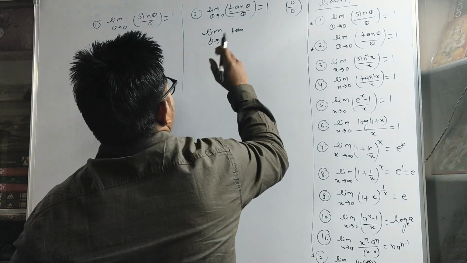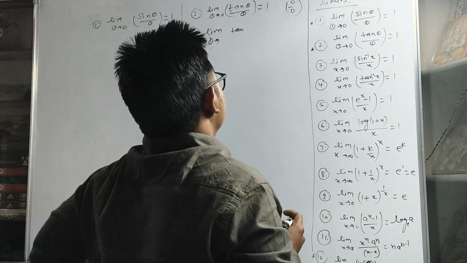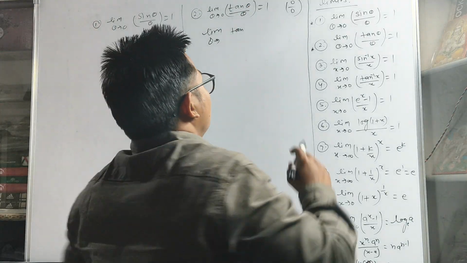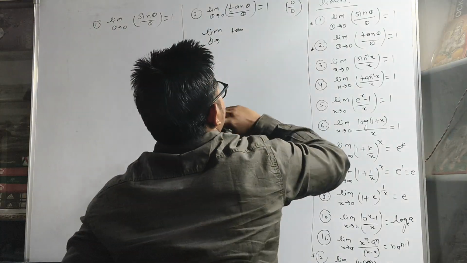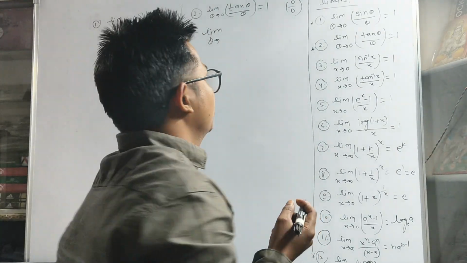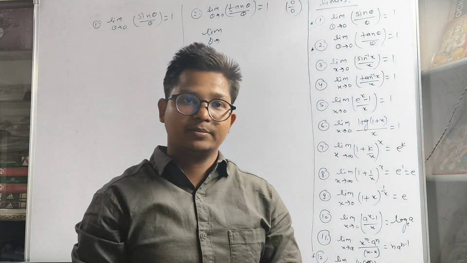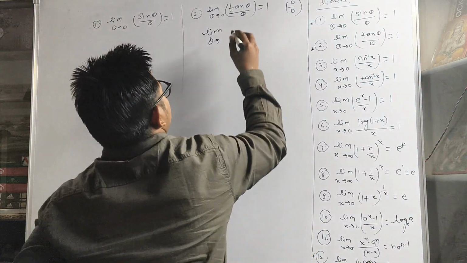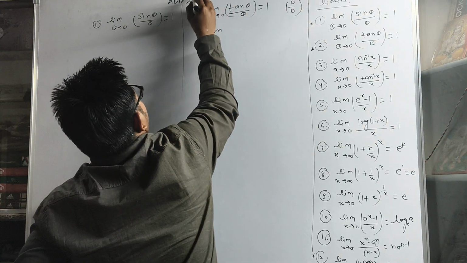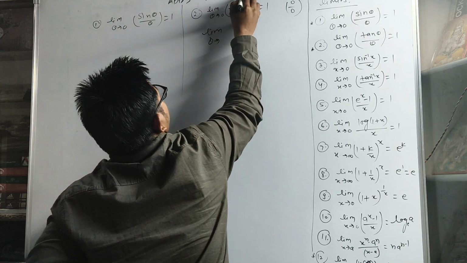In case of tan, if you apply L'Hospital's rule, first we put the limit in the numerator and denominator. This will obtain an indeterminate form, so we can use L'Hospital's rule. In L'Hospital's rule we have to differentiate the numerator and denominator separately, so applying L'Hospital's rule in both the functions.